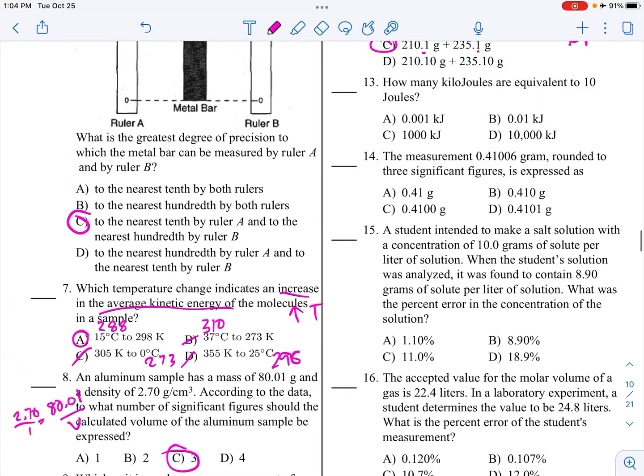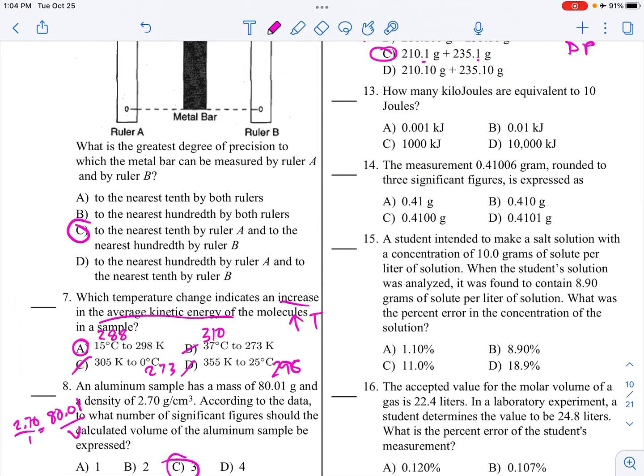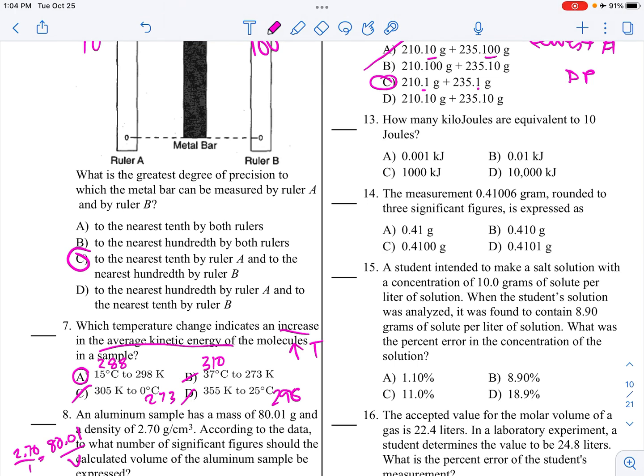Oh, by the way, notice how I'm getting a whole bunch of C's in a row? I don't care. I don't create the answer key, so don't get that in your head.